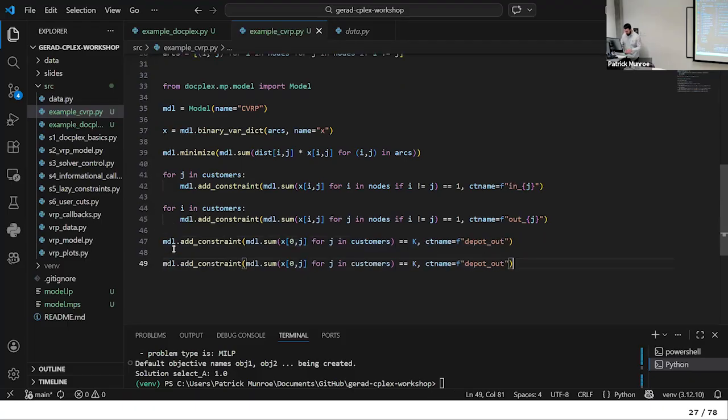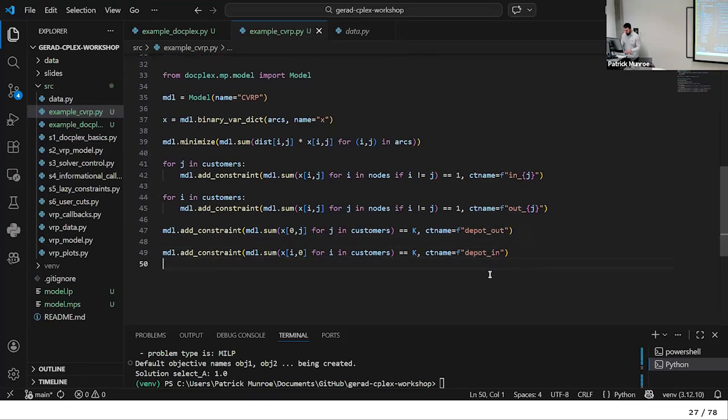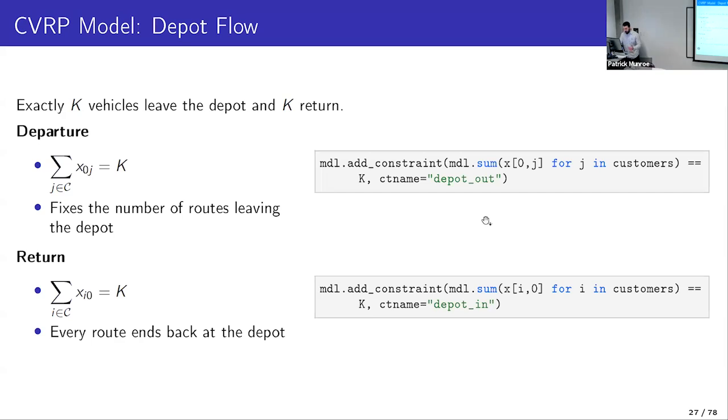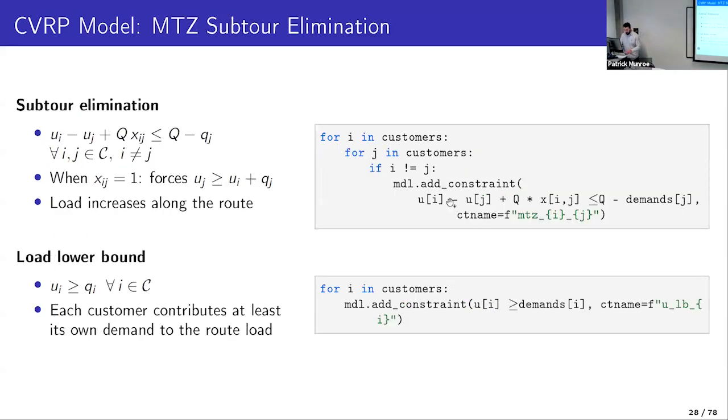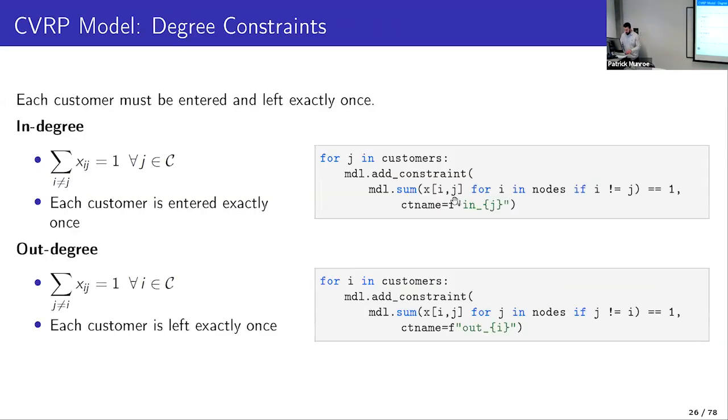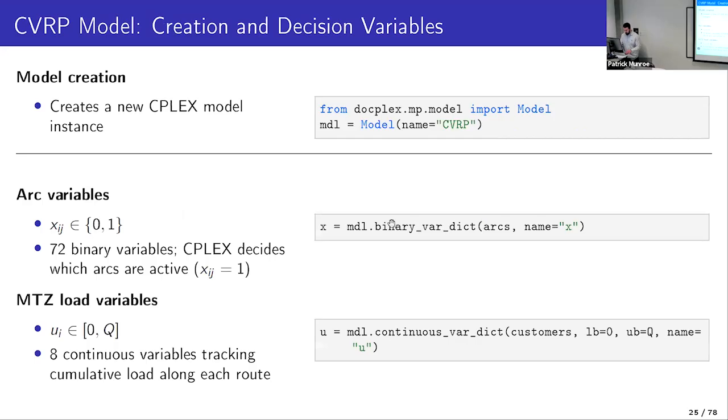And we have similarly depot in, which is I, 0, I. Okay, great. And now let's create the variable u that we didn't create here.